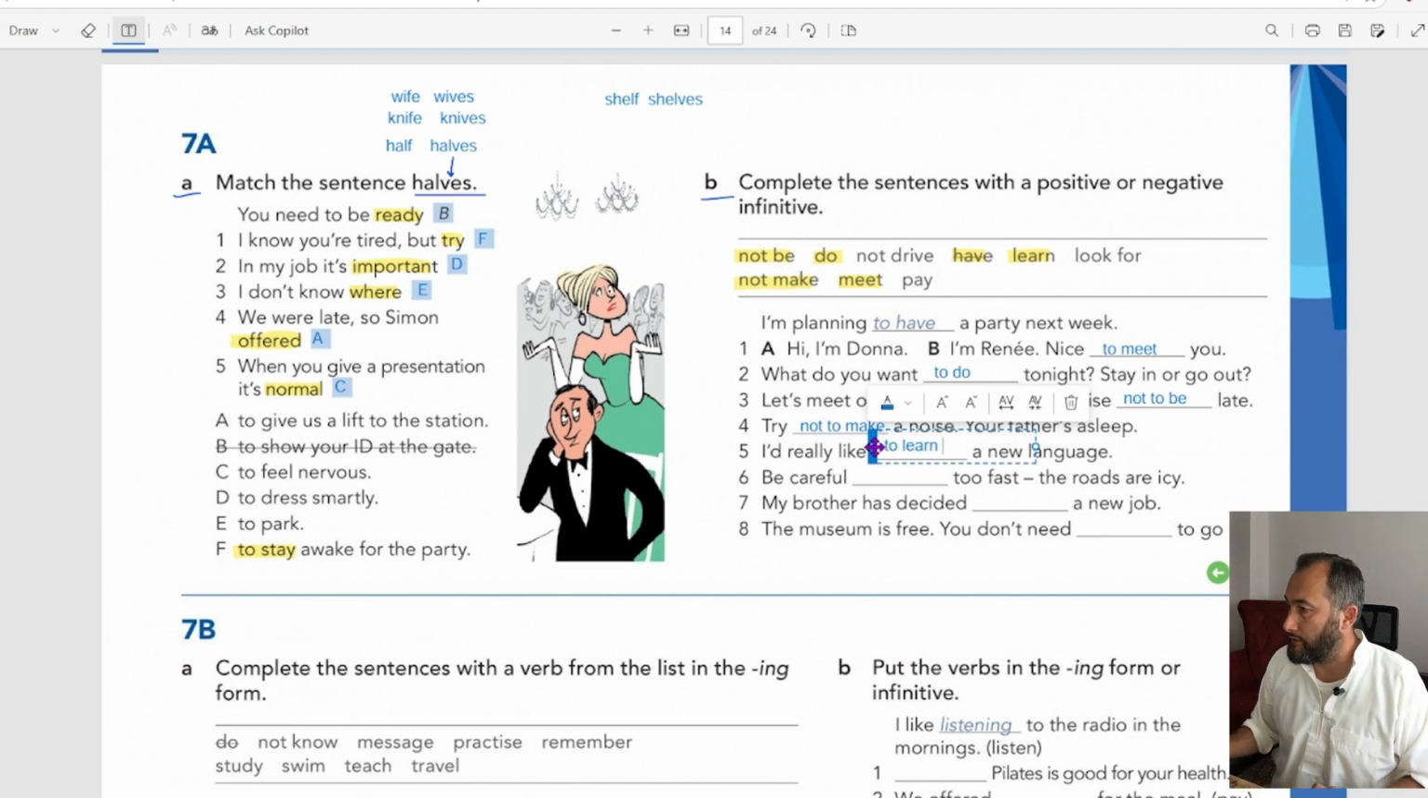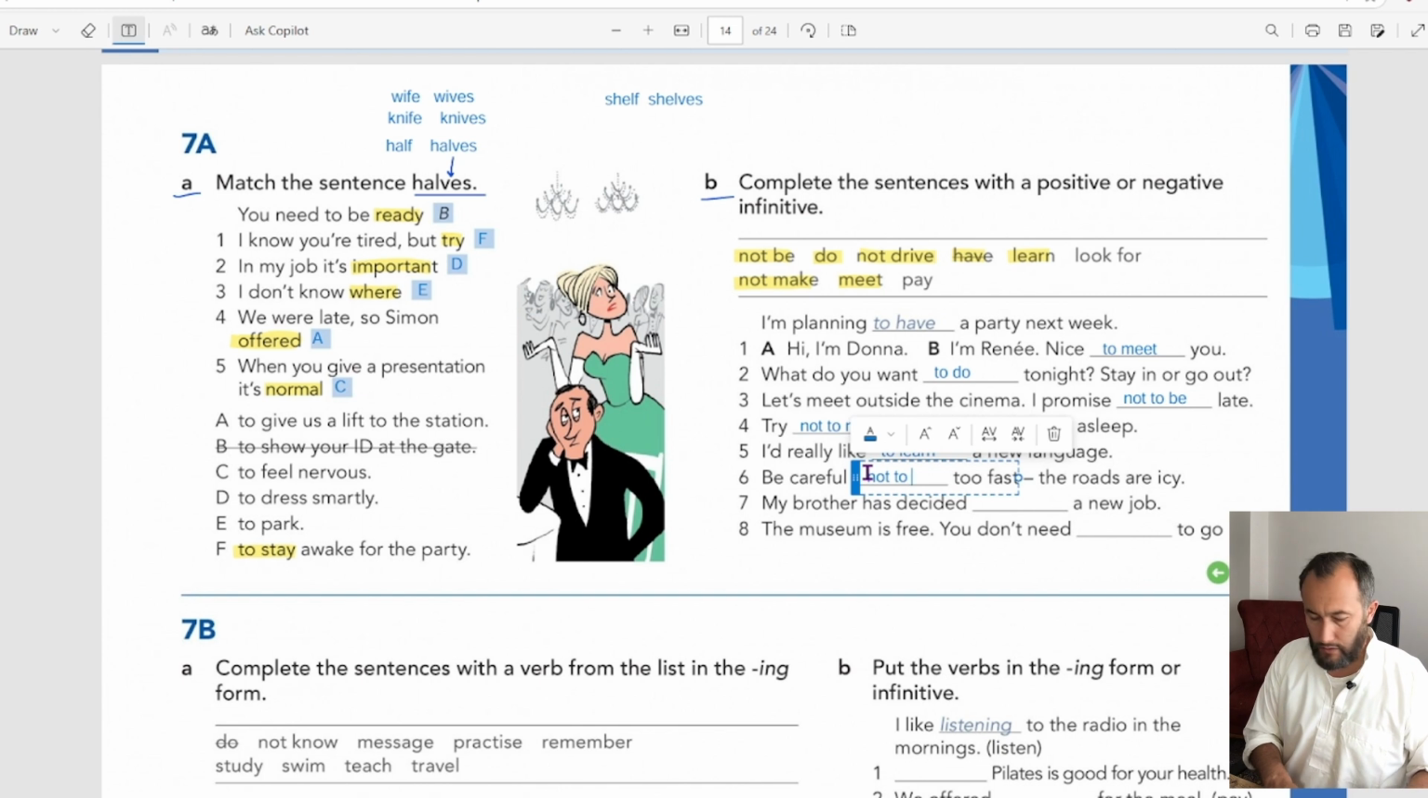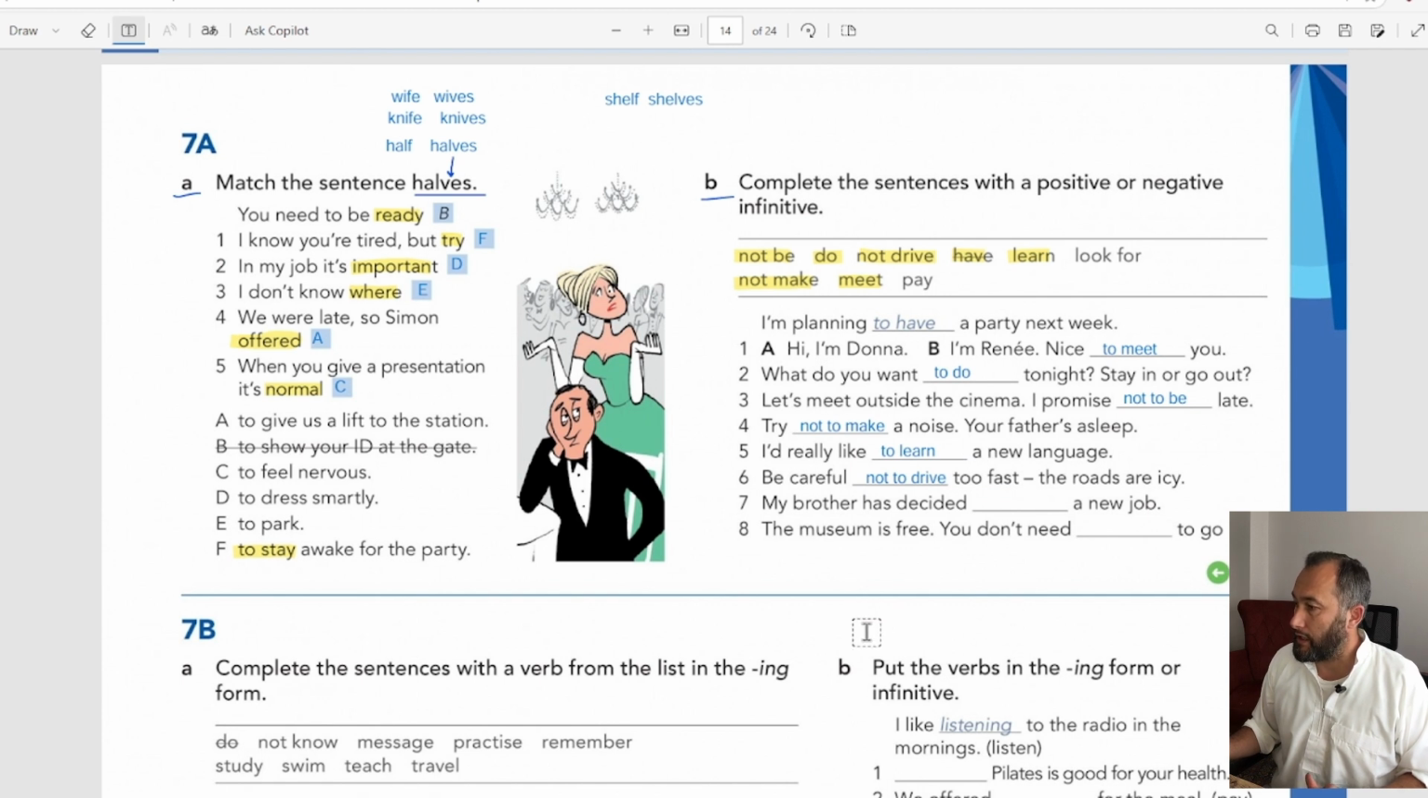Yep, that's done. And now 6, be careful too fast. The roads are icy. It's about driving. Obviously, negative infinitive we must use. So be careful not to drive too fast. Okay, guys.